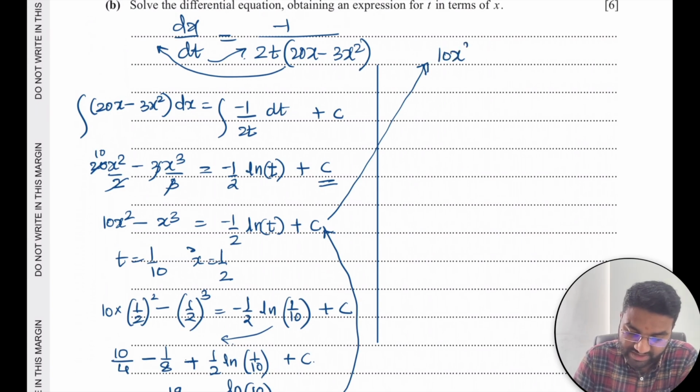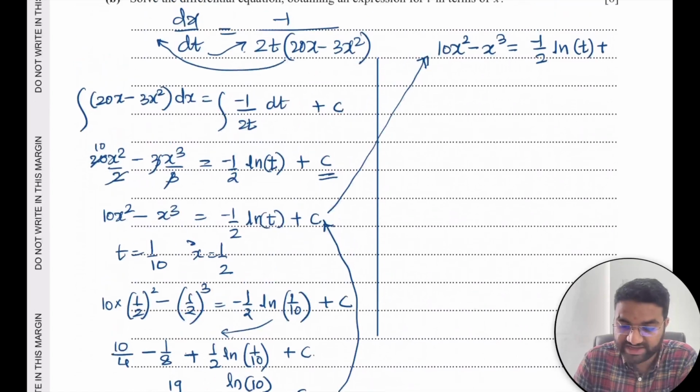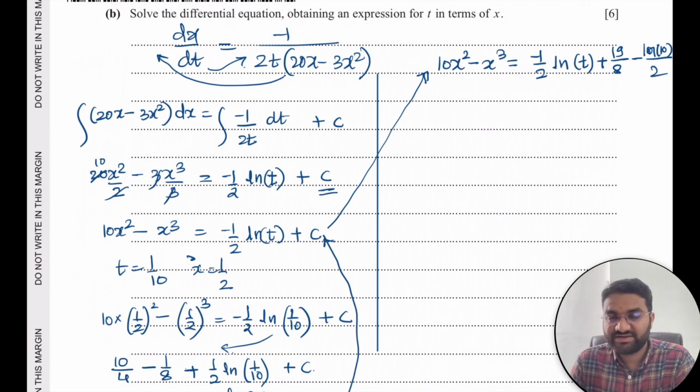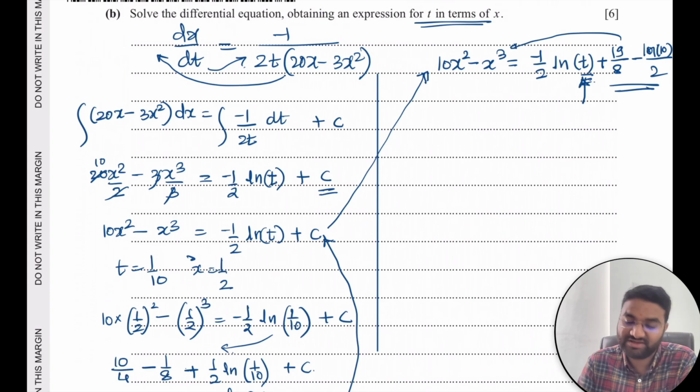Here 10x square minus x cube is equal to negative 1 upon 2 ln of t plus 19 by 8 minus ln of 10 divided by 2. Alright. So here we have to express t in terms of x, means we have to find out this value of t. You can see here, you have to transfer these things to the left. So you have to do a lot of rearrangement of things.